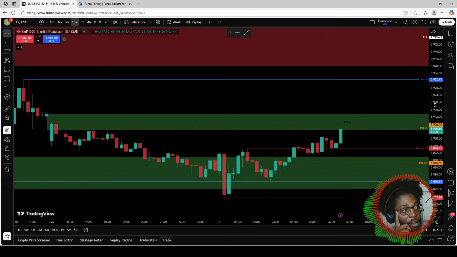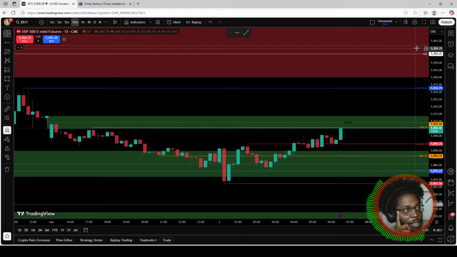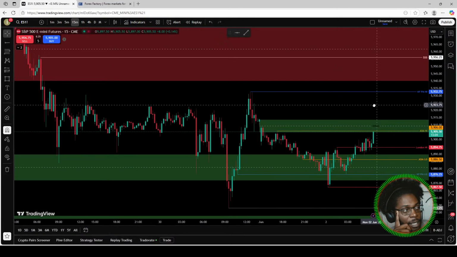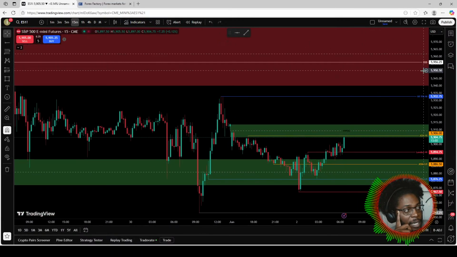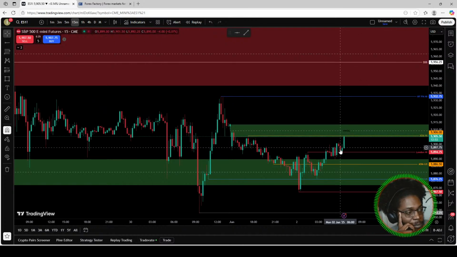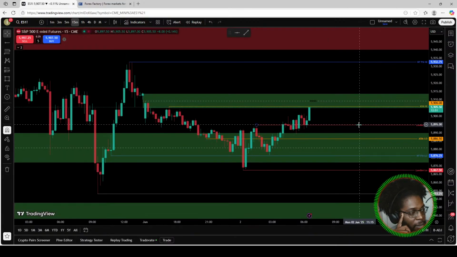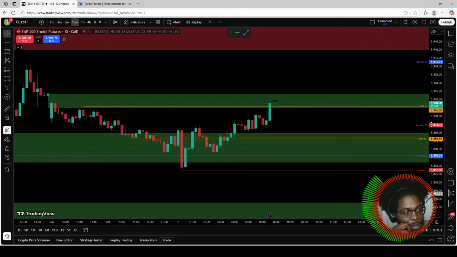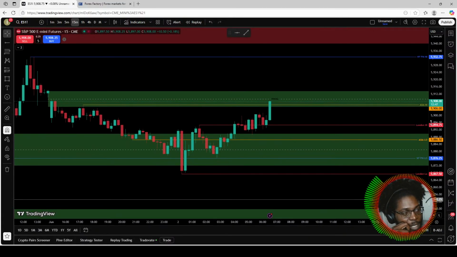I do want to see it go higher than that, possibly into this gap up here and then this area of liquidity that we have mapped out at like 5,950s to 5,959.50 to 5,960. But yeah, right now I'm just gonna be patient and see how this plays out.